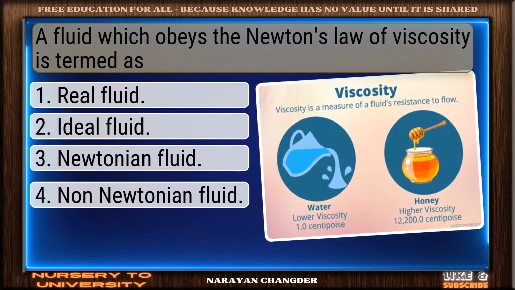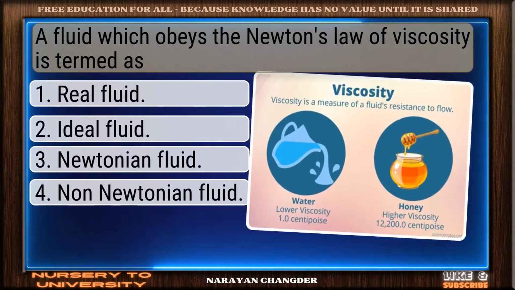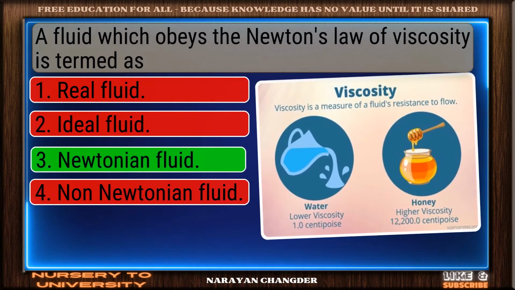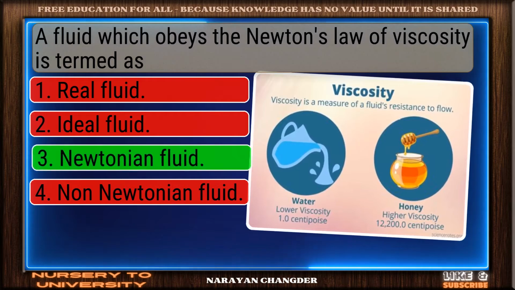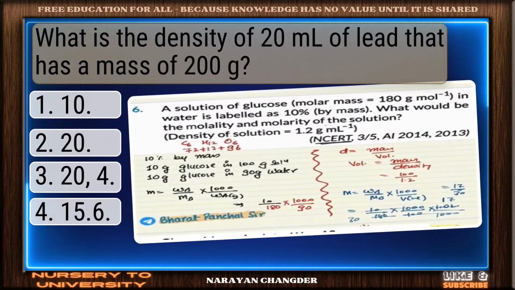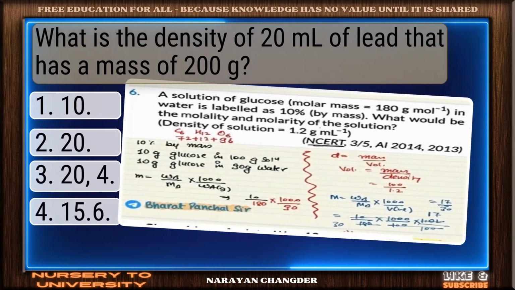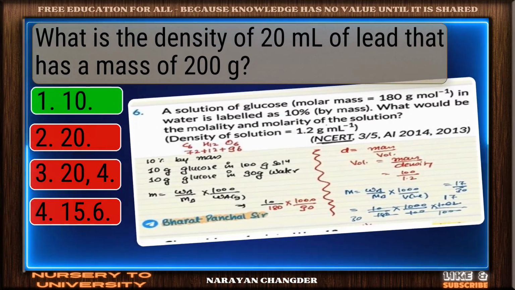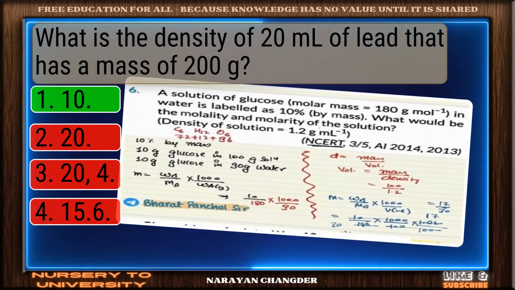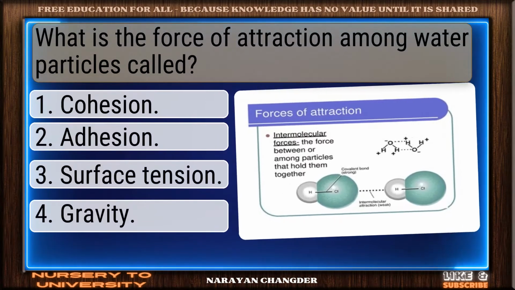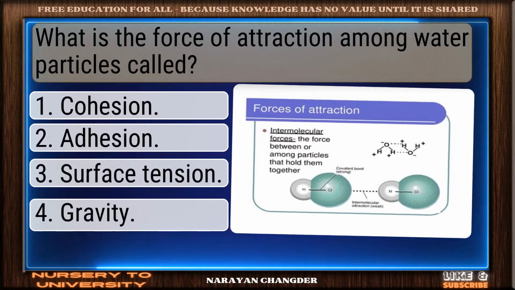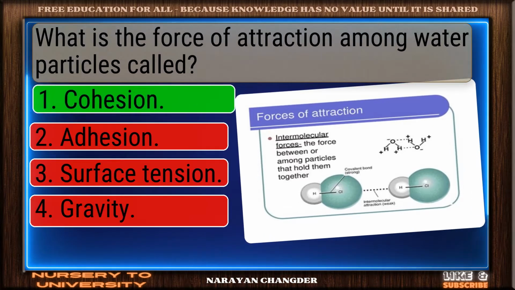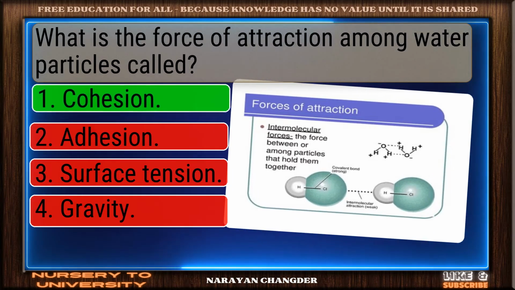A fluid which obeys Newton's law of viscosity is termed as. Nice work. You chose Newtonian fluid, and it is correct. What is the density of 20 ml of lead that has a mass of 200 g? You chose 10, and it is correct. What is the force of attraction among water particles called? You're right. Cohesion is the correct answer.